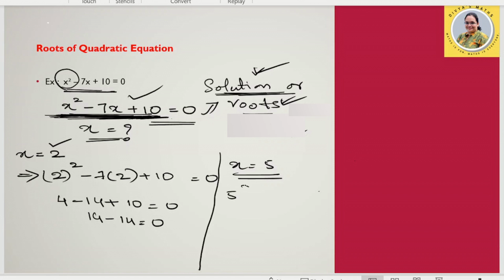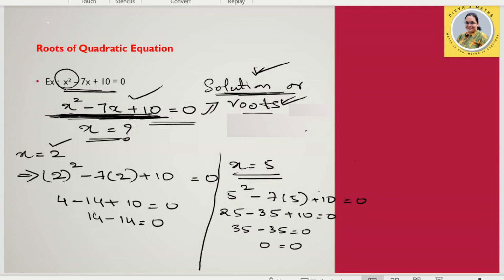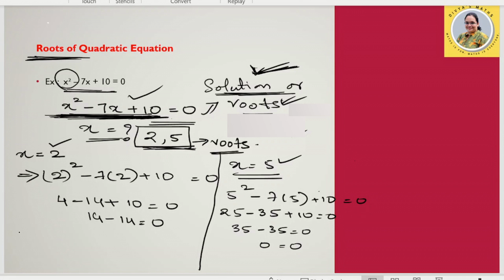You will get 5 square minus 7 of 5 plus 10 equals 0. So 25 minus 35 plus 10 equals 0. 25 plus 10 is 35. 35 minus 35 equals 0, which is also satisfying this equation. So we will call 2 and 5 the roots of the quadratic equation. Okay, they are called roots. So the quadratic equation has 2 roots.